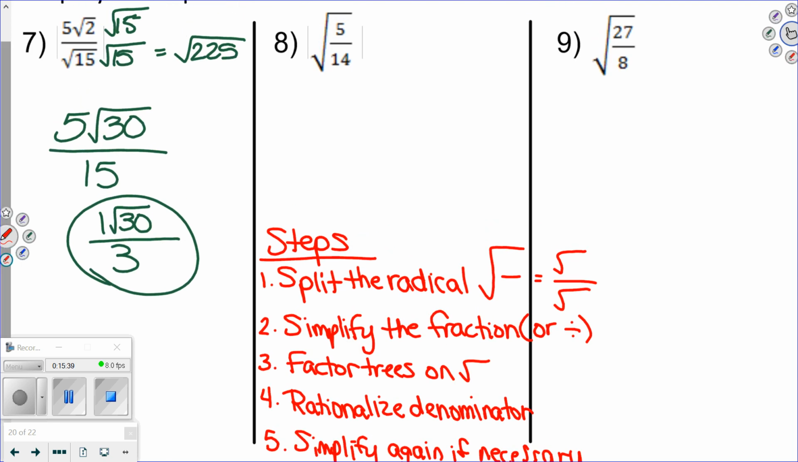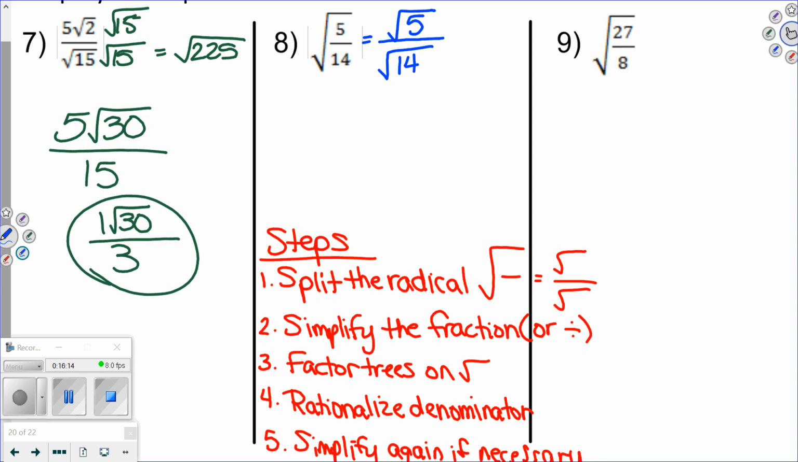All right, so let's come back up to number 8. So number 8, I have the giant radical over a fraction. So what do I do first? Let's split it. Some people are so loud. All right, so let's go ahead and split this. All right, so I split the radical.